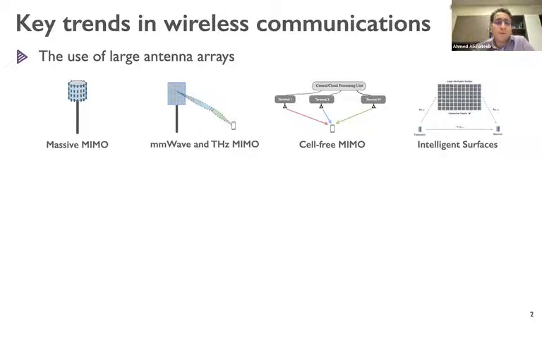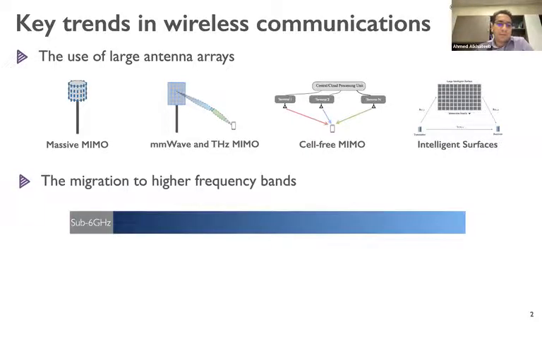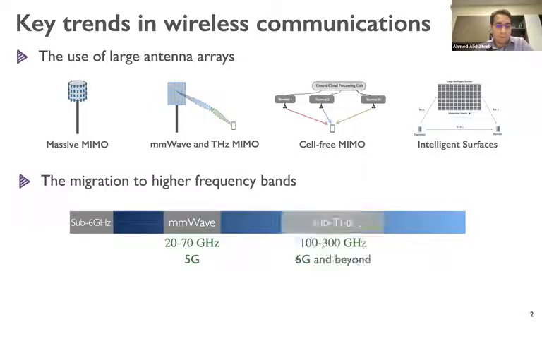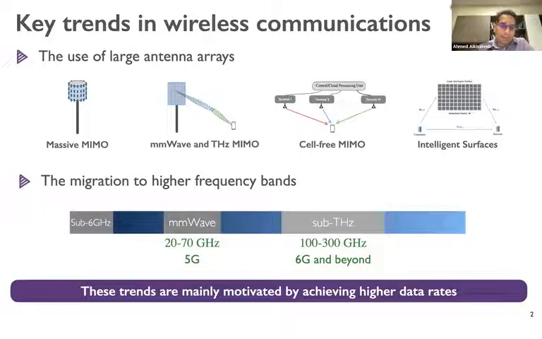The main way to increase data rate in the future, in my opinion, is to just keep increasing the number of antennas and going to higher frequency bands, which is the other key trend. Again, we're going from lower frequency before 5G to millimeter wave in 5G, and potentially sub-terahertz in 6G and beyond. So these two key trends are mainly driven and motivated by the demand to achieve higher data rates.